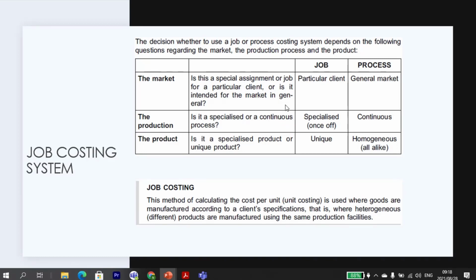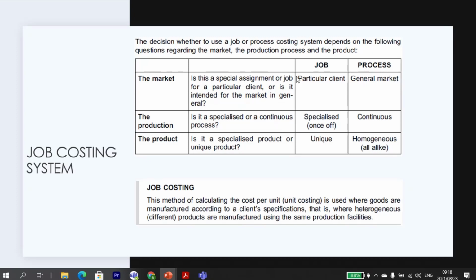And then if you're making it for the market in general, meaning everyone, you're just saying that this is my market, they like this type of t-shirt, or this is my market, they like this type of car, you would go into process costing.